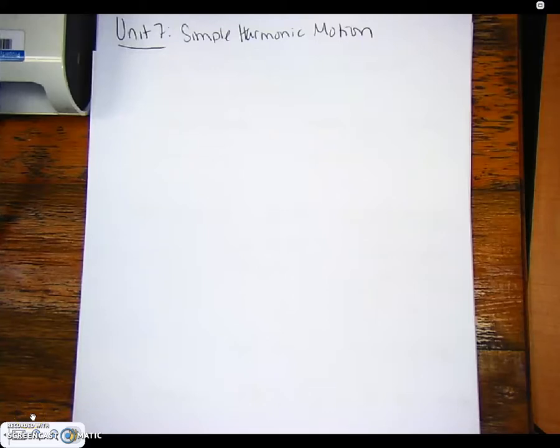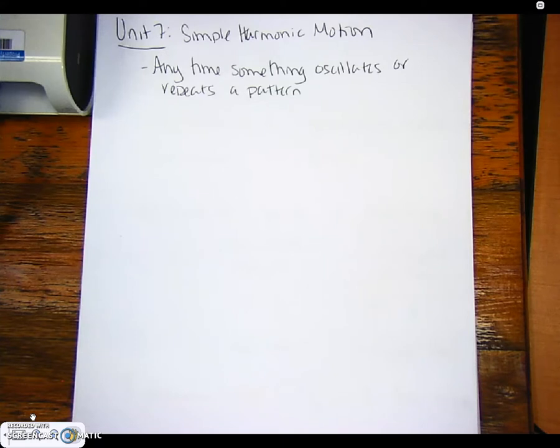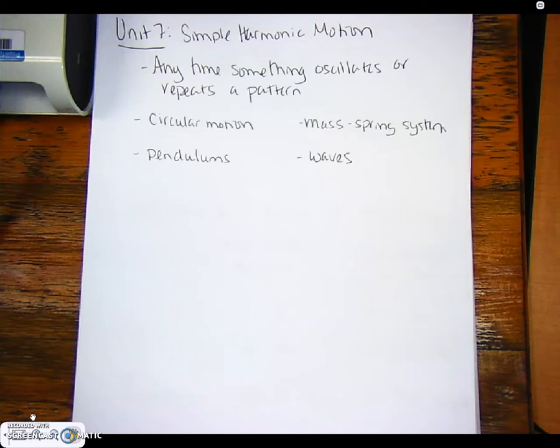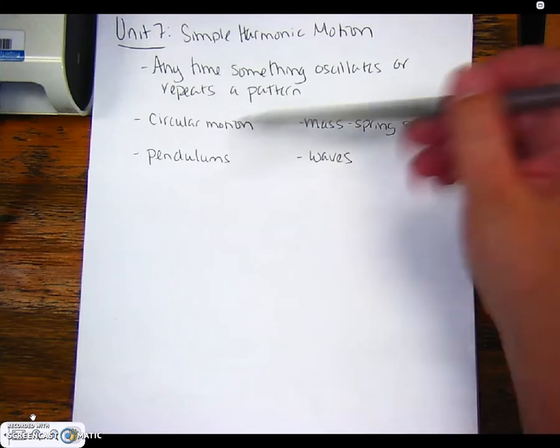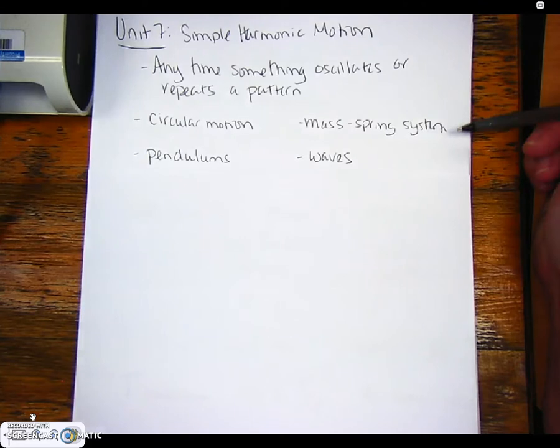In Unit 7, we discussed simple harmonic motion, and simple harmonic motion is any time something is oscillating or repeating a pattern. So we had already looked at some things that were simple harmonic oscillators, but now we were just looking at them in a new way. Our 4 different examples of simple harmonic motion that we covered in this unit were circular motion, so anytime something goes around in a circle, it's repeating its pattern.